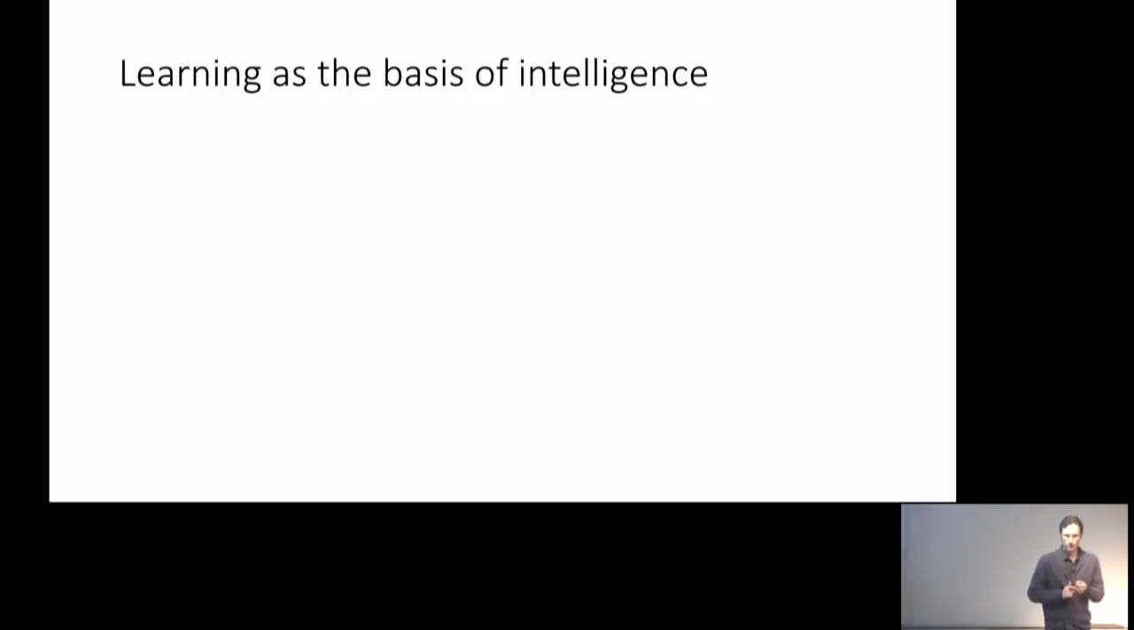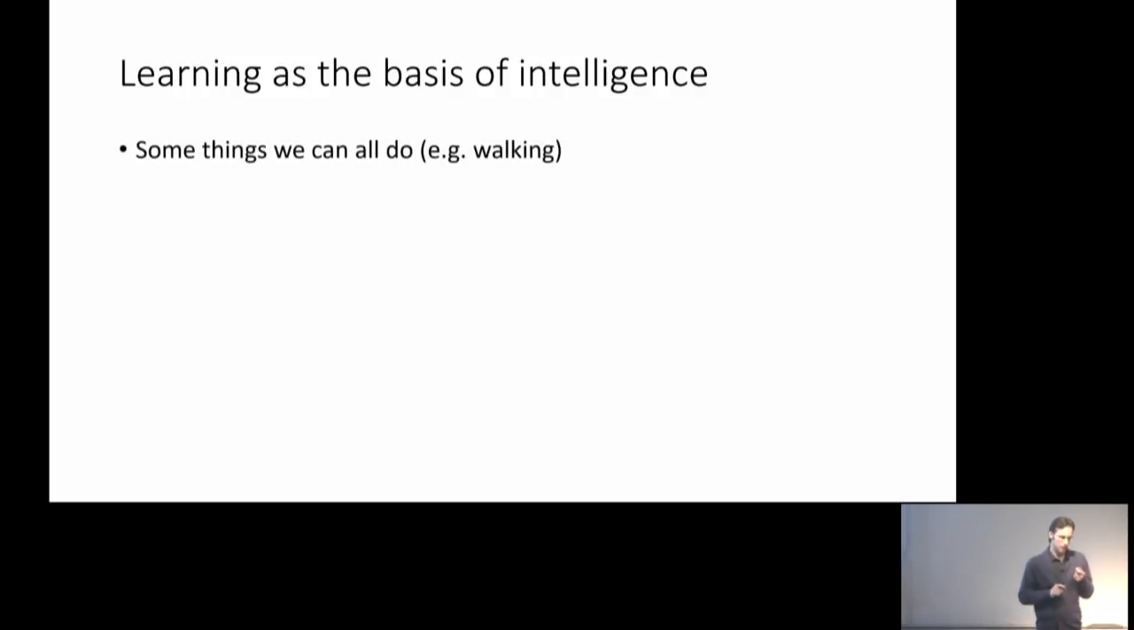So maybe we can make our lives easier if a particular hypothesis is true, and that hypothesis is that learning is the basis of intelligence. We don't necessarily know that this is true, but we can hypothesize it. And it's a very convenient hypothesis. One of the reasons that this hypothesis might be true is that there are some things we can all do very well, like walking, for example. So maybe it's not unreasonable to think, oh, you have a part of your brain that does walking.